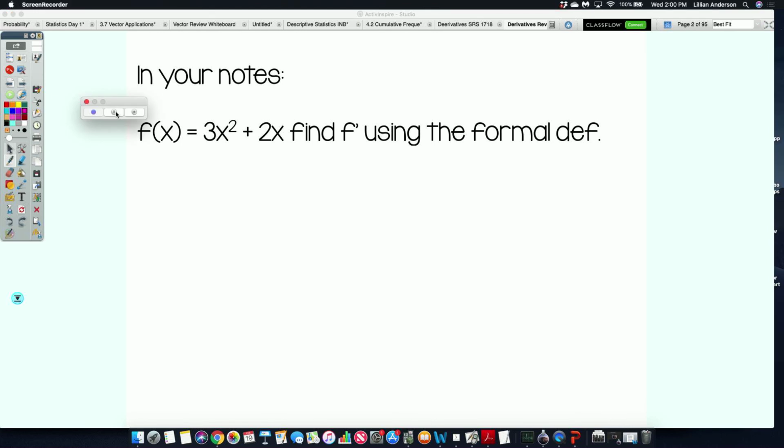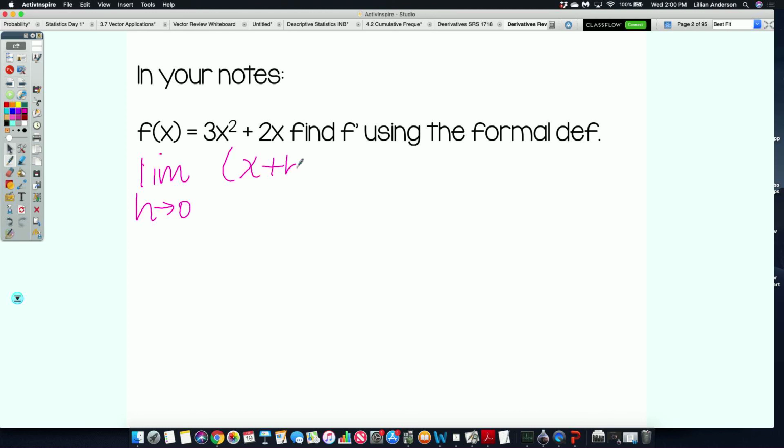So just refresh your memory. It was the limit as h approaches 0 of f of x plus h minus f of x all over h. Okay, we evaluate the limit as h approaches 0. So if we were to plug in 0 right now, we would have f of x minus f of x all over 0, which is technically a 0 over 0, which we cannot have.